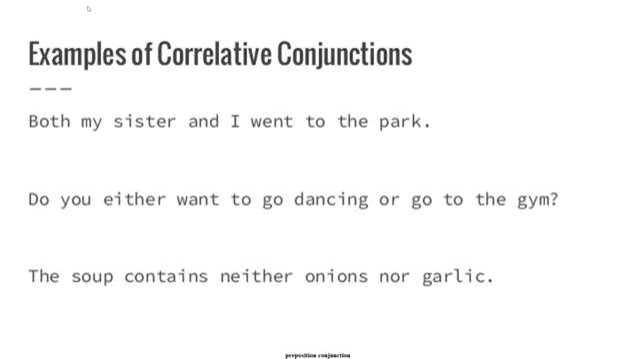Examples of correlative conjunctions: both my sister and I. Do you either want to go dancing or go to the gym? The soup contains neither onions nor garlic. So these both come in a pair. A pair is two words together.